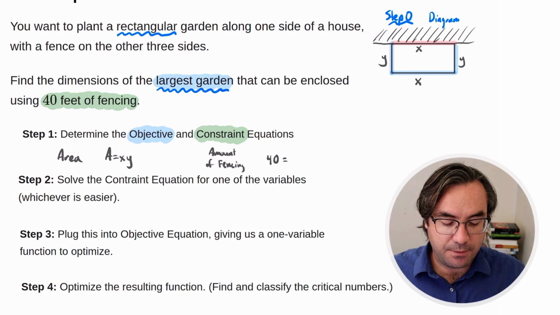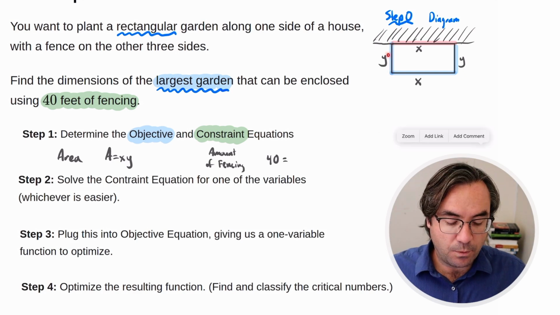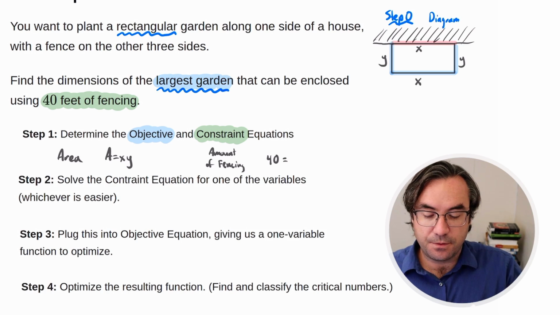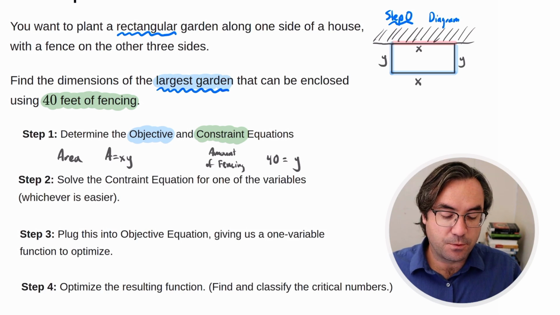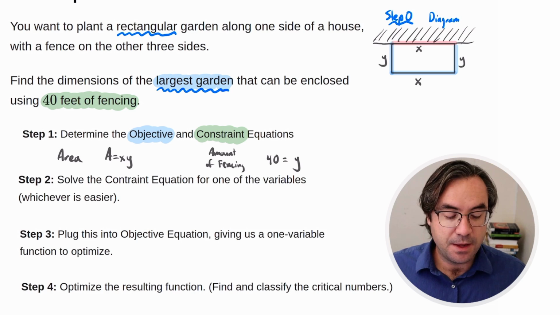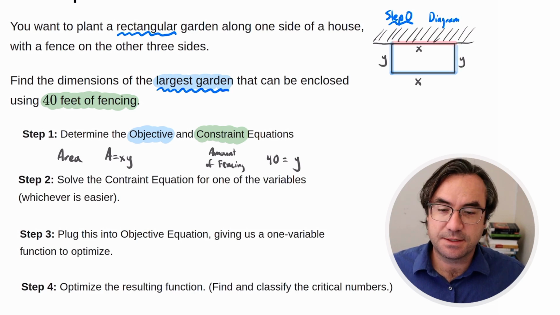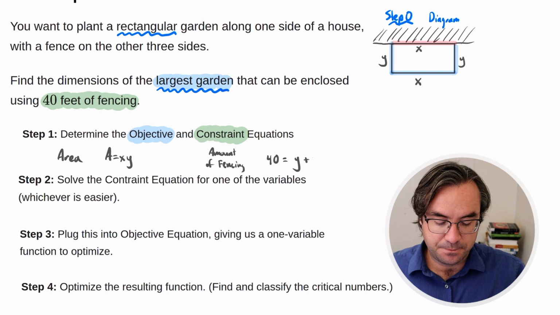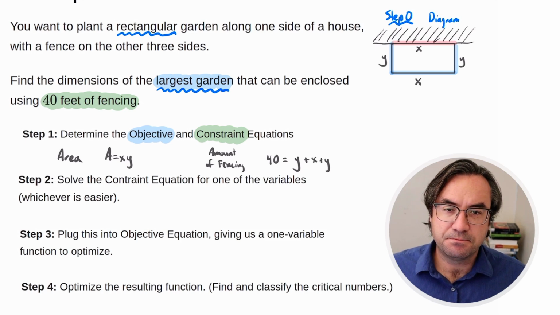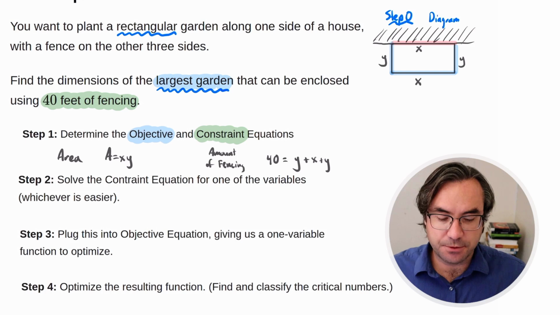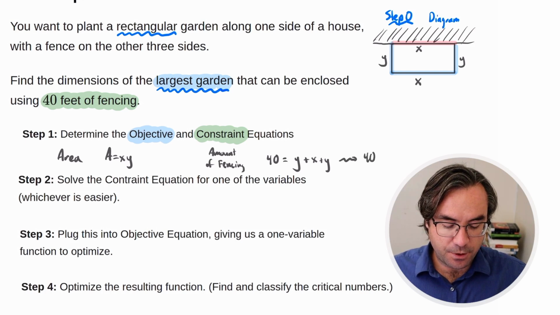All right, so let's figure out how much fencing we are going to need. Well, y describes the length, so we're going to need y number of feet for that left side. Then we're going to need x number of feet for the bottom side here. And then we're going to need y number of feet for the right-hand side. So we're just going to add up y plus x plus y. And usually it's a good idea to try to simplify. So in this case, we can add up our two y terms here, and we get 40 is equal to 2y plus x.